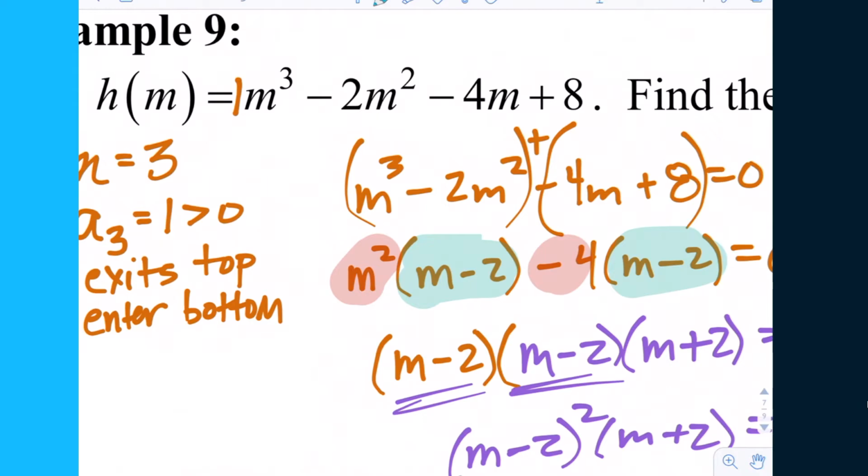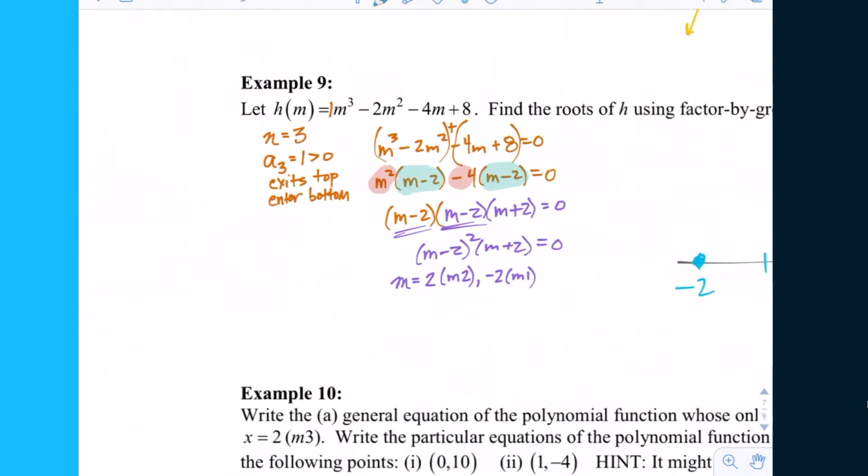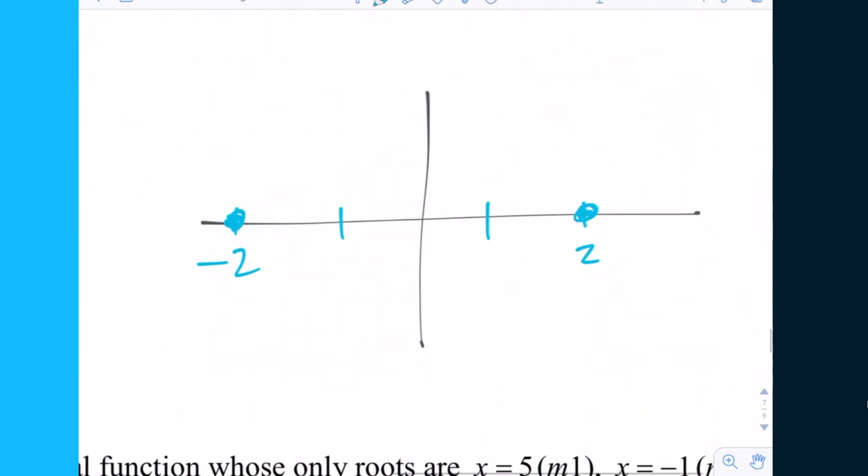When you plug in a negative m for the first one, the sign's going to change, right? Because it's an odd exponent. In the second term, when you plug in a negative m, the sign is going to stay the same. So that one changes, that one does not change, so it is neither. It has no symmetry. Okay. Well, it's good to know, because if I drew a graph and it had symmetry, I'd know I'd be wrong.